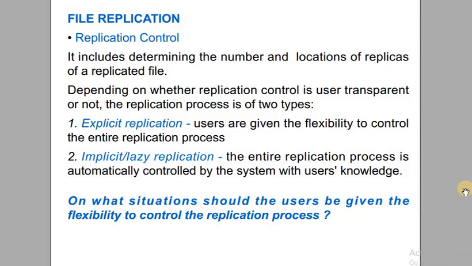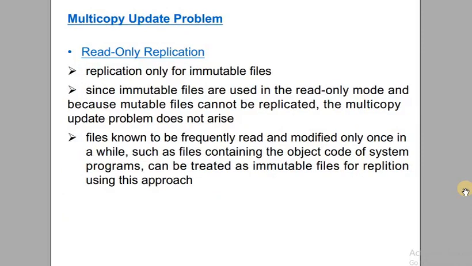So things, and also there will be more space required in order to keep more replicas. So there may be certain issues, so it has to be controlled well enough. Then we come to this multi-copy update problem. As I discussed, if there is a change in a particular file, then it must be changed in all the replicas as well. So there are various categories of replication, which have been mentioned here.